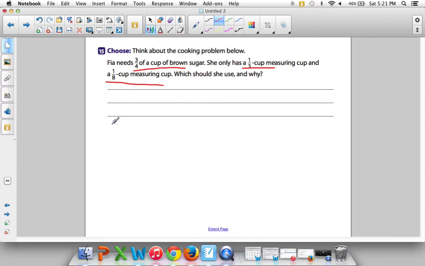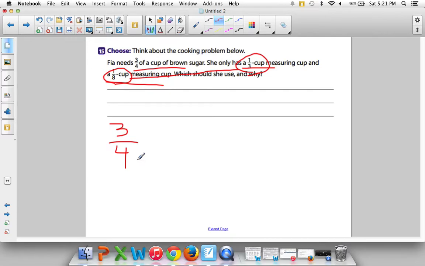You want to measure 3/4. They really could have, I think they could have worded this better for a kid. Anyway, you want to measure 3/4, okay? And you only have two kinds of cups. You have a 1/3 cup and you have a 1/8 cup. Which one of these two cups would be the best to measure 3/4 with?